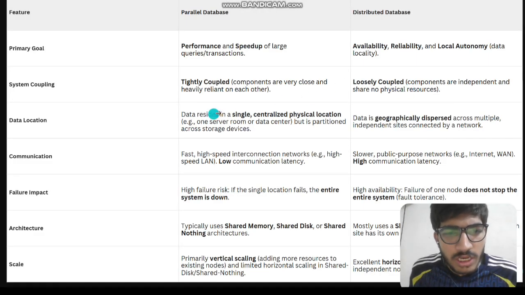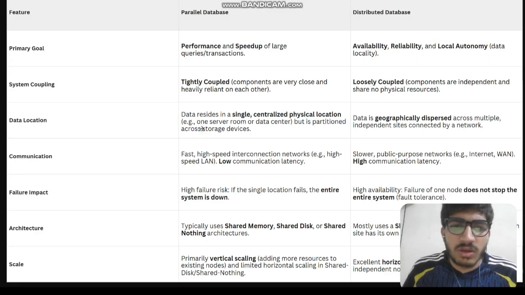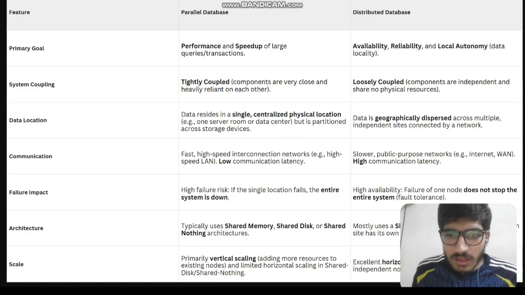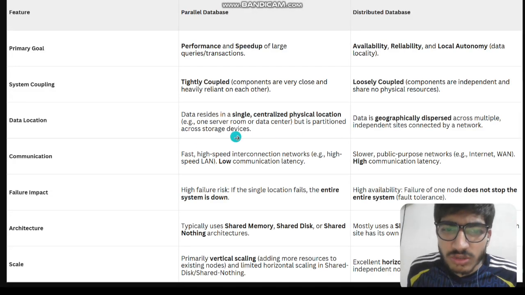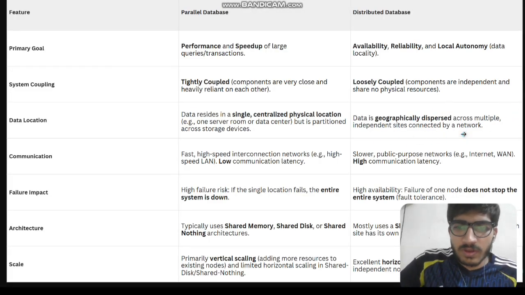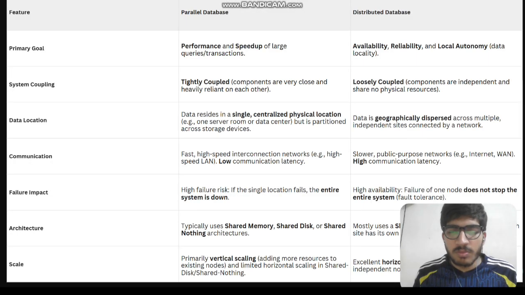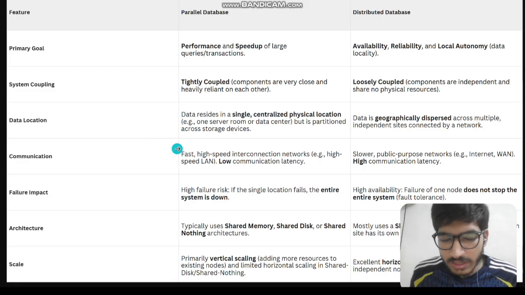Then the data location of parallel databases. The data resides in a single centralized physical location. For example, one server room or data center holds all the data and all the databases, but it is partitioned across storage devices. In distributed databases, data is geographically dispersed across multiple independent sites connected by a network. Like I gave the example of multiple cities storing employee data, like Mumbai database, Bangalore database, and Delhi database.